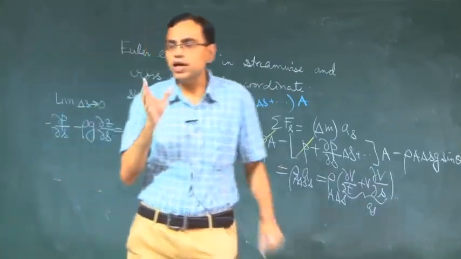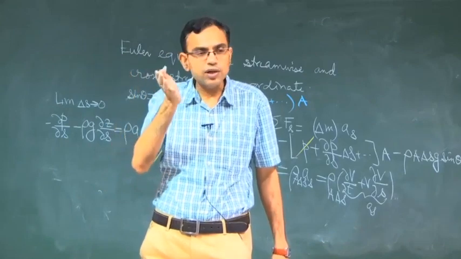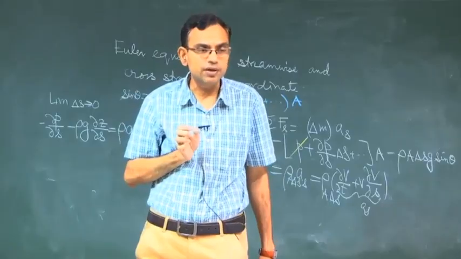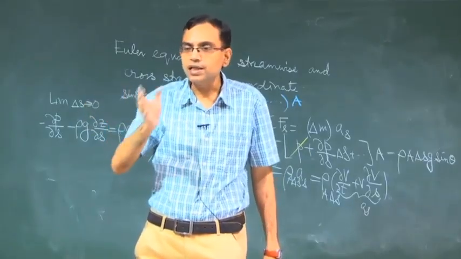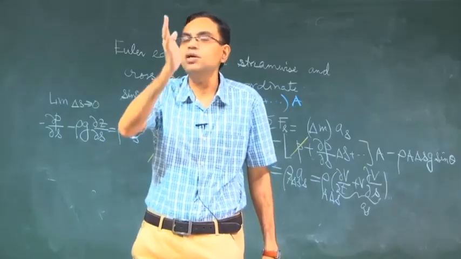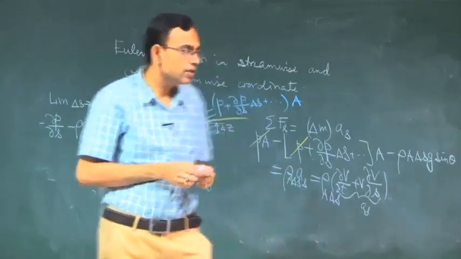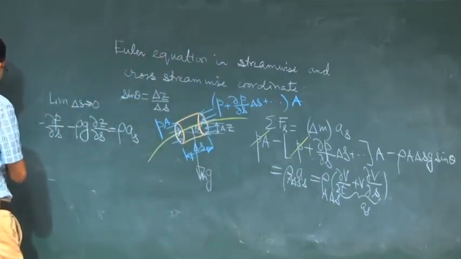Surprisingly, although the velocity is along the streamline, the Euler's equation in the cross-streamwise direction will also be relevant, because although the velocity is along the streamline, there is an acceleration which is normal to the streamline, and this is because of the curvature of the streamline. So, this is the S component of the equation.